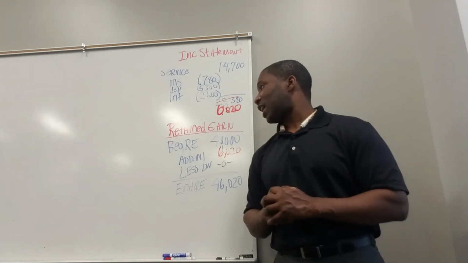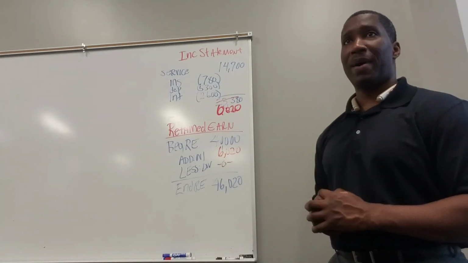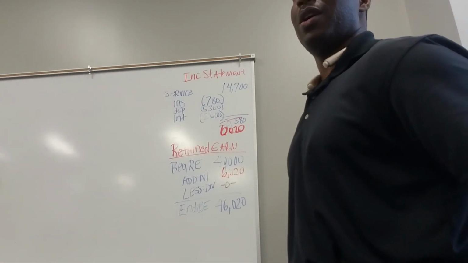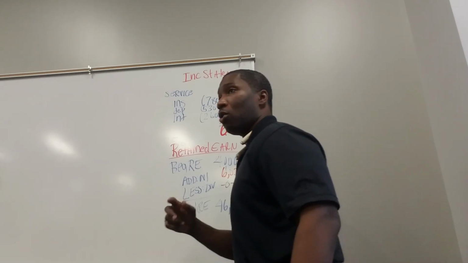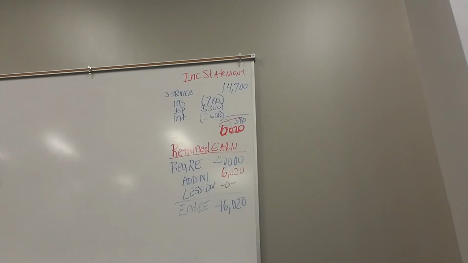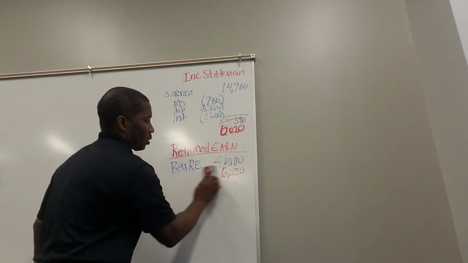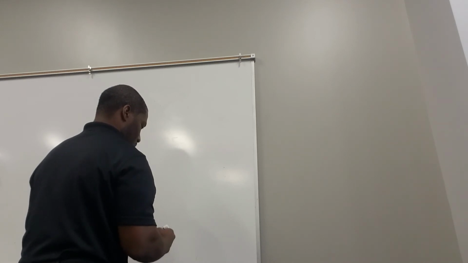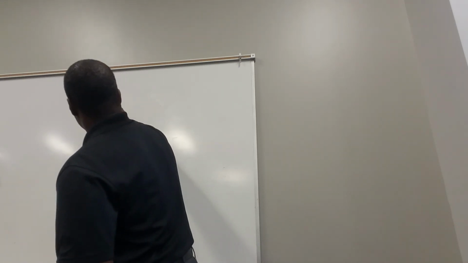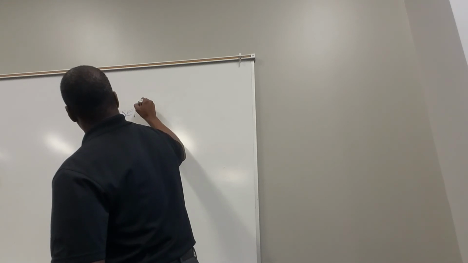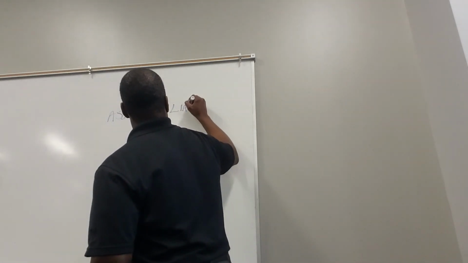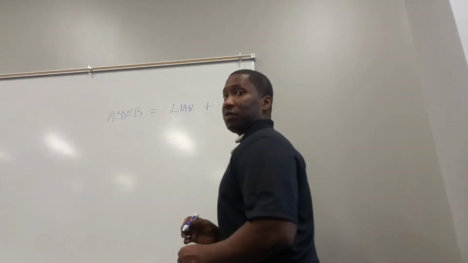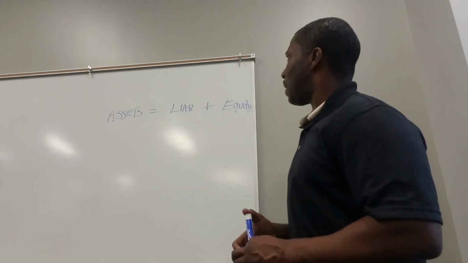So now that I finished all of that, I can move towards preparing my balance sheet. Now remember, I prepare my balance sheet in order of liquidity: assets, liabilities, stockholders' equity. Let me erase this right here. Assets equal liabilities plus equity. Please put the plus there because it's an easy mistake to think of something different, okay? Assets equal liabilities plus equity.